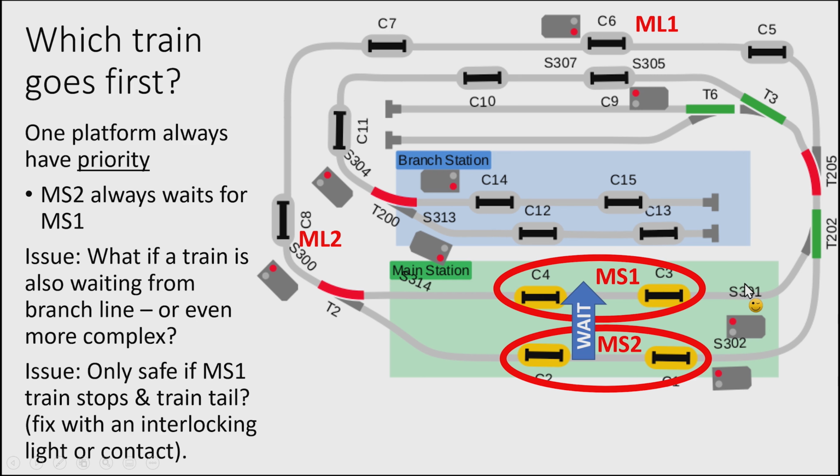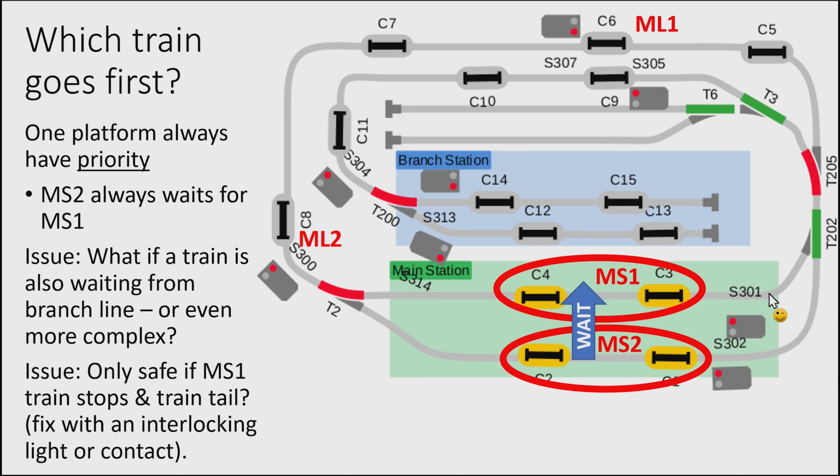At the same point, you also need to think about the tail of the train. Did the MS2 train actually make it all the way across? However, do remember that's where the contacts after the turnouts actually help you out. You can fix this by doing some interlocking using either a light or a contact and so on.